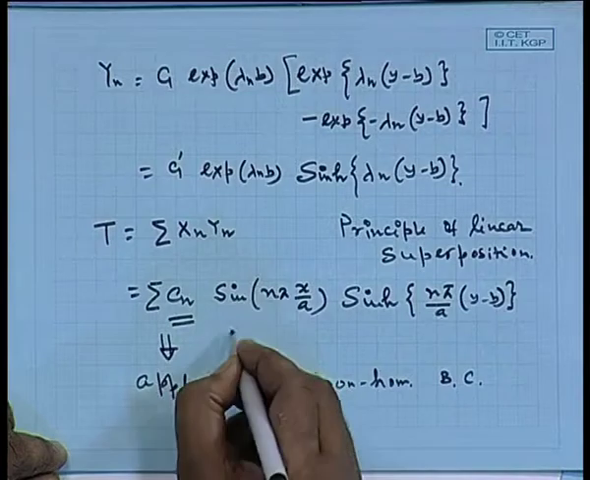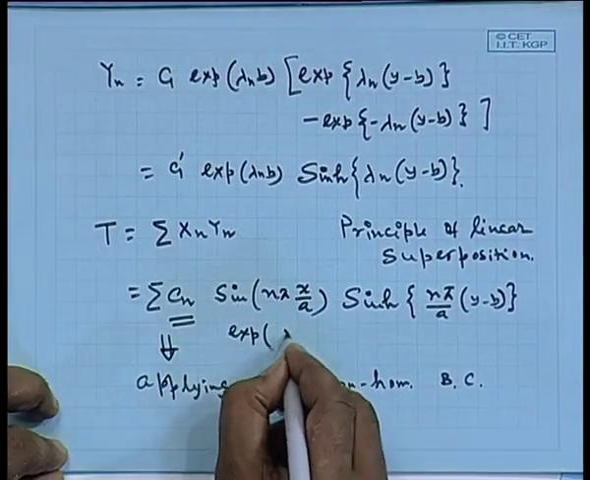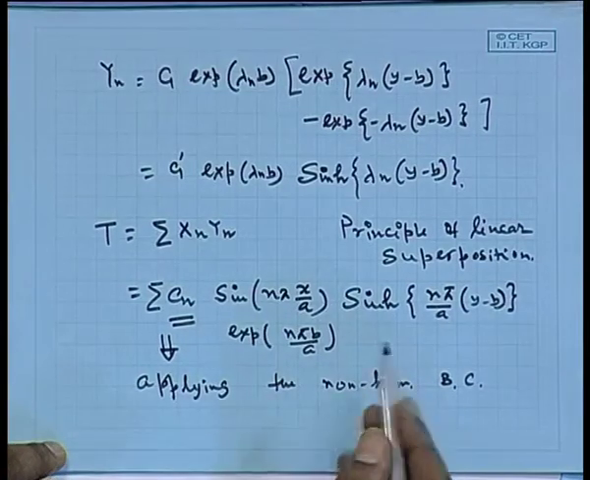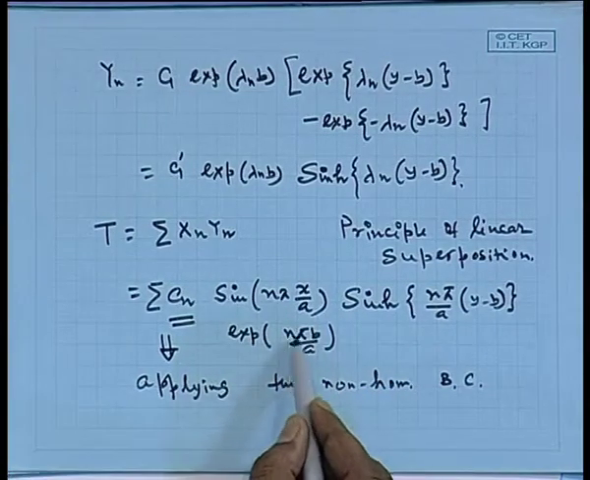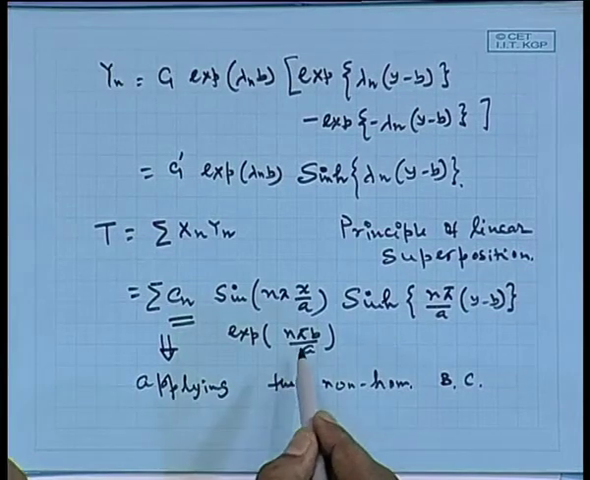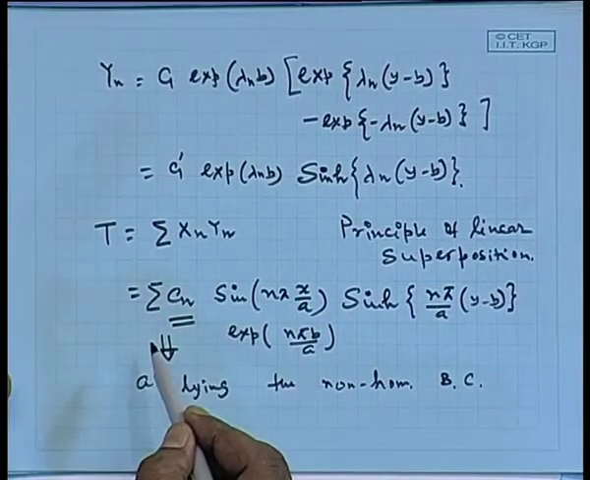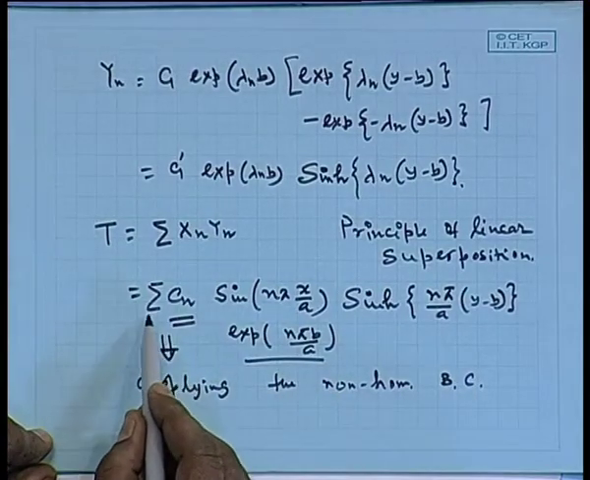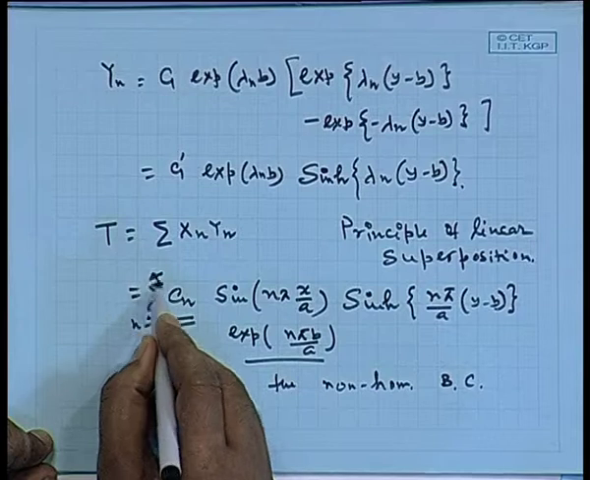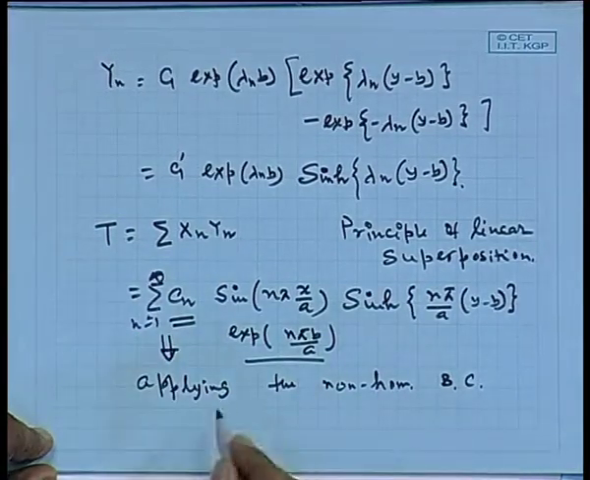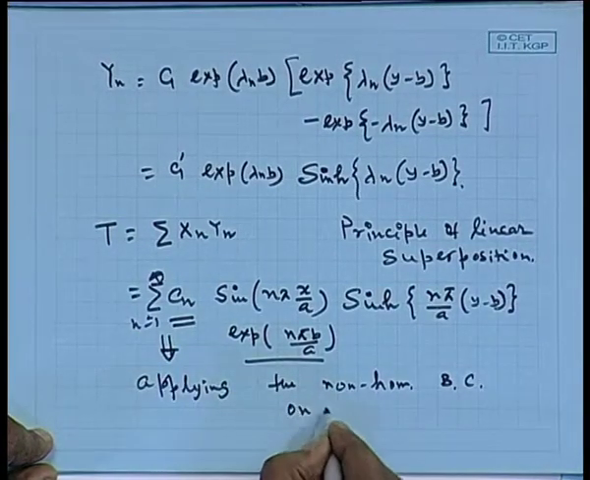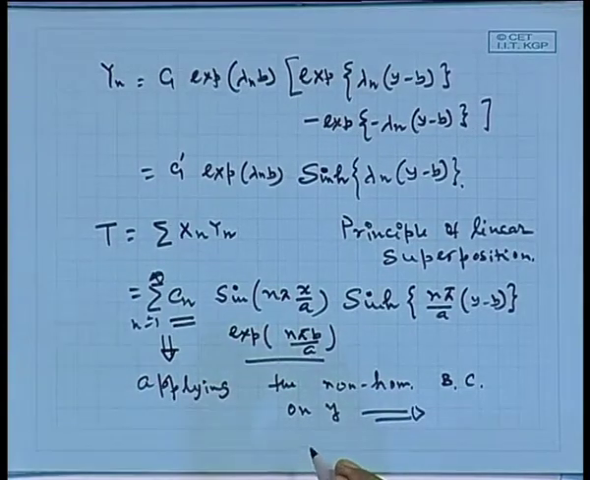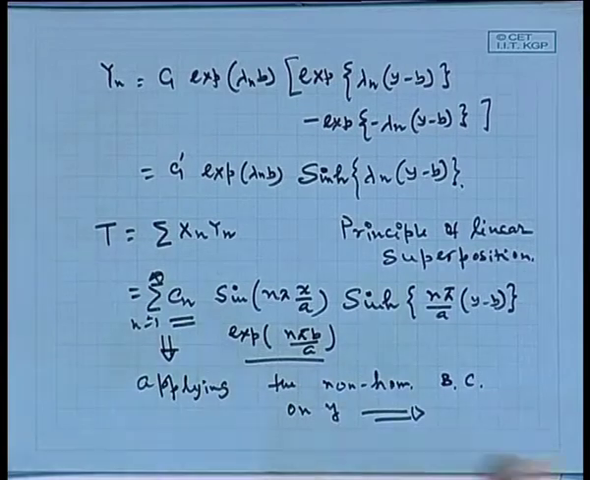It will have exponential lambda n b, right, exponential n pi b by a. No, that will not be a constant, because that will be containing n, and this summation C is over this subscript n. Okay, so it is basically a running index. So, it is not a constant as far as this summation is concerned, because it is from n equal to 1 to infinity. So, applying the non-homogeneous boundary condition on y, you have to evaluate this C n using the orthogonal properties of sine functions.